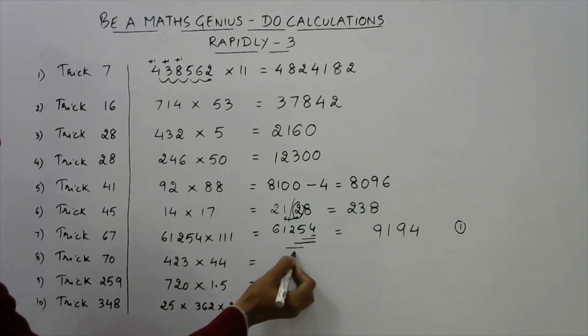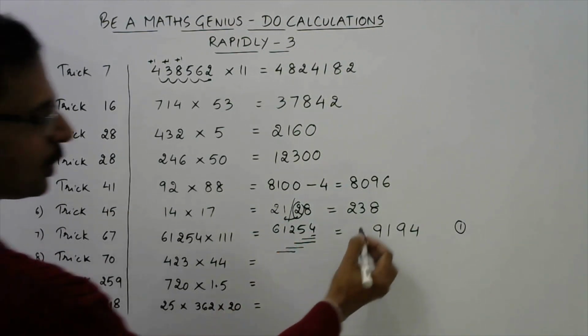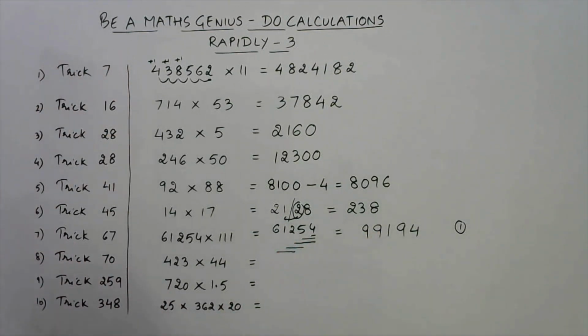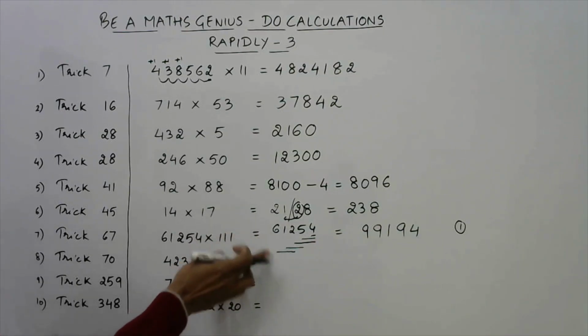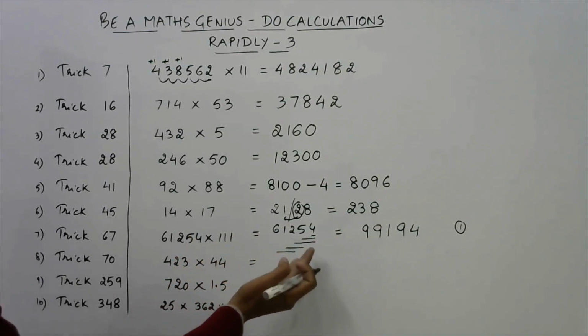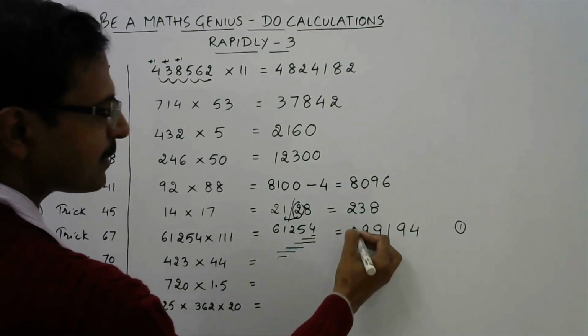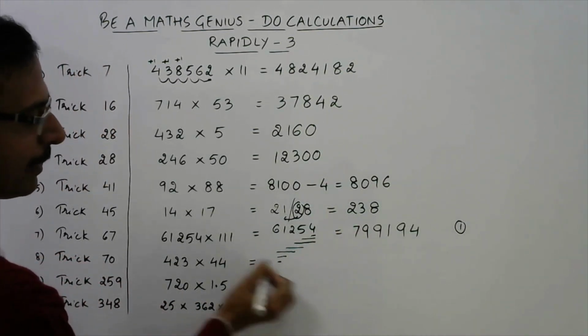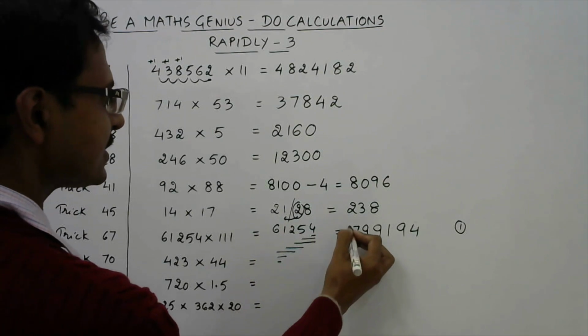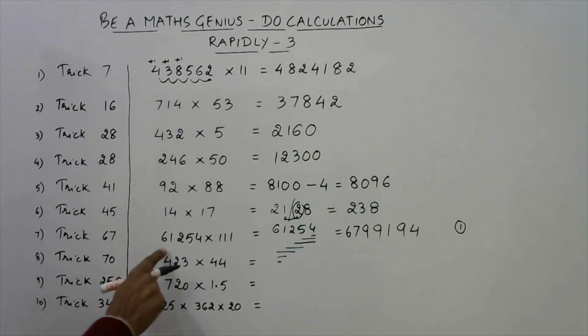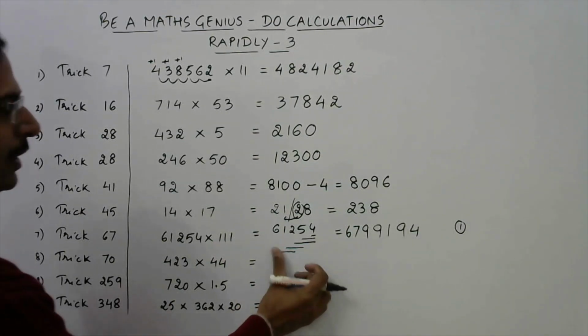From 2 we start making the triplet up to 6. So 6 plus 1 is 7, plus 2 is 9 again. And since now we have covered up to the first digit, we will leave 1 digit from the right side and we will be left with the doublet only. So this is 6 plus 1, 7, and finally the unit place, that is 6. So the product of 61254 and 111 is 6799194.